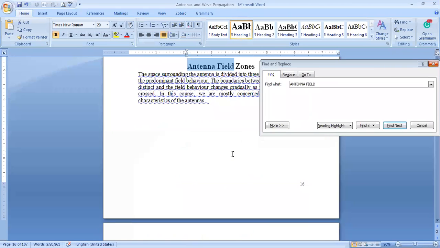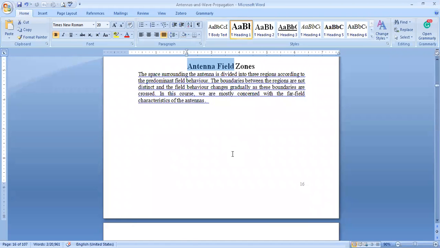See here, antenna field zones. The different fields that exist near or far around the antenna are the antenna field zones. Already you know what is meant by a zone here, a field zone: how much electromagnetic radiation exists from that antenna in the surrounding area is called a zone.